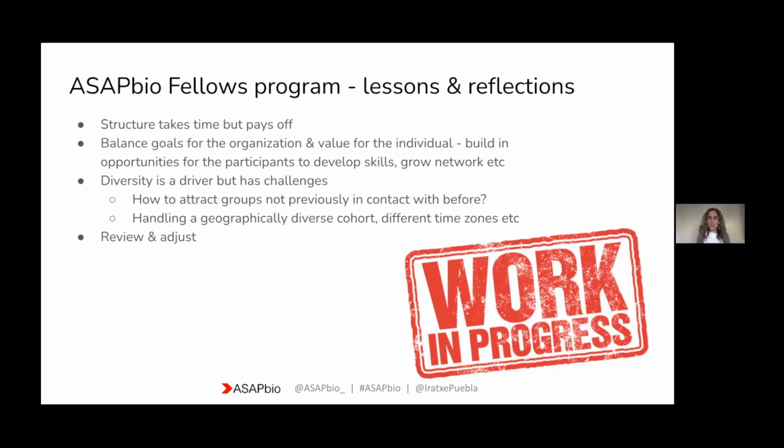Essentially, it doesn't need to be set in stone. I've made adjustments this year based on the feedback, etc. So just bear that in mind.